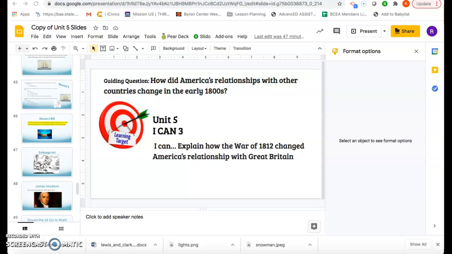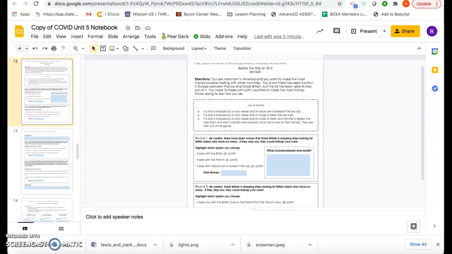So, in order to do this, you are going to need to have your online notebooks in front of you. So you're going to have to probably be juggling a few different screens here today. If you go to your online notebook, we are going to be starting on page 12.